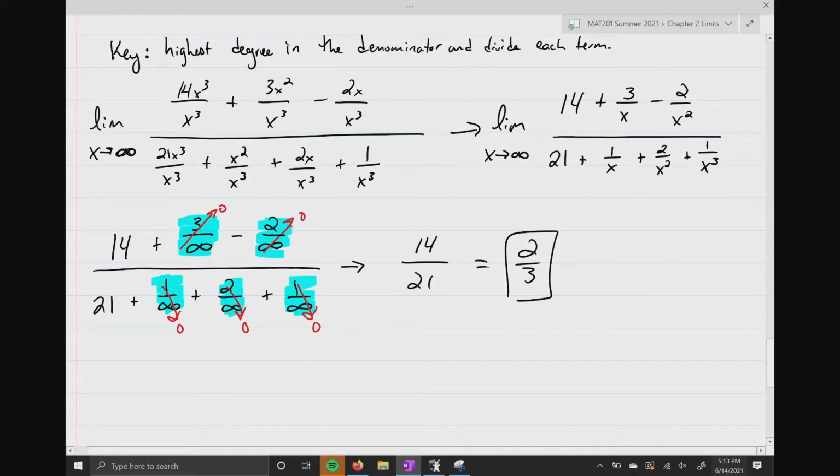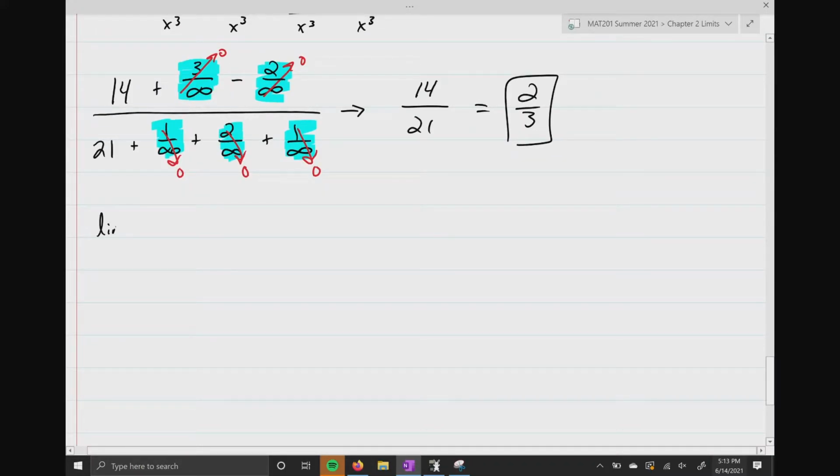Okay? The next example, we're going to approach it the same exact way. So the limit as x goes to infinity of 9x to the third plus x squared minus 5 all over 3x to the fourth plus 4x squared. Now, when we approach this, we're going to do it the same way. We're going to look for the highest degree term in the denominator. It's going to be right here.